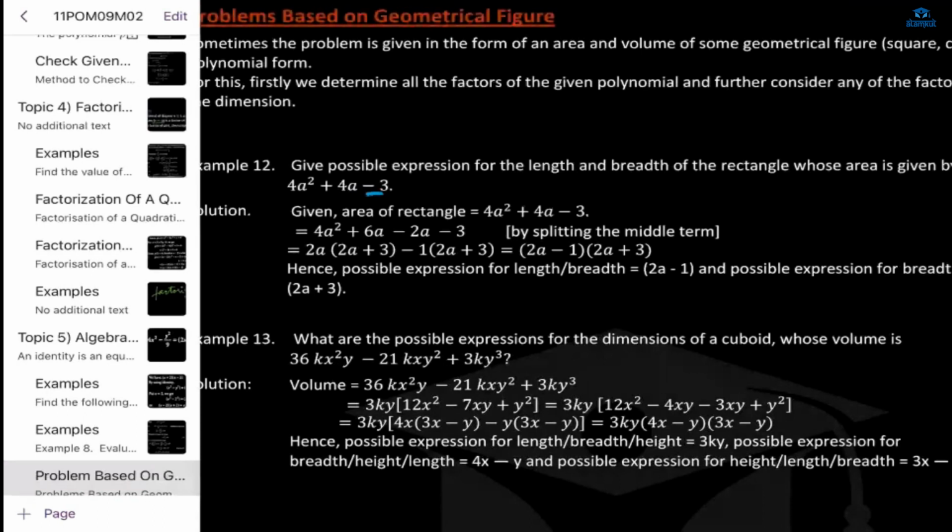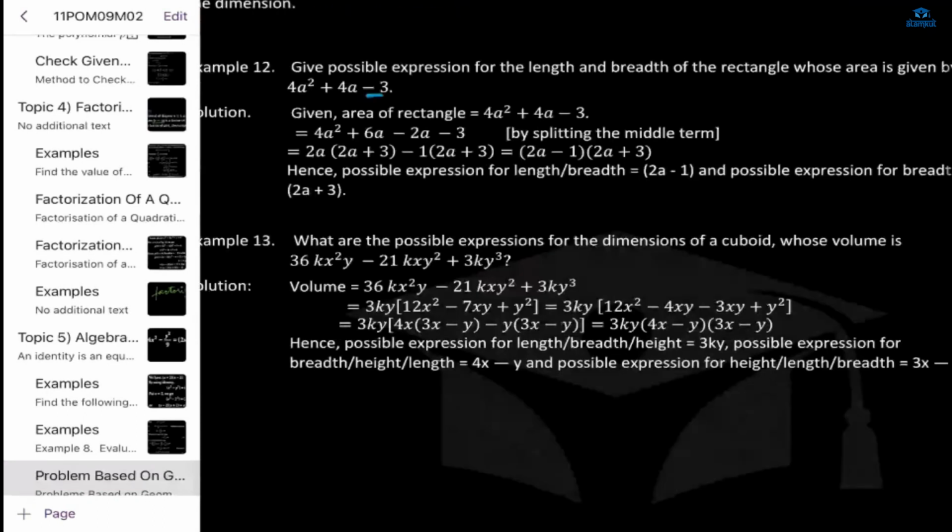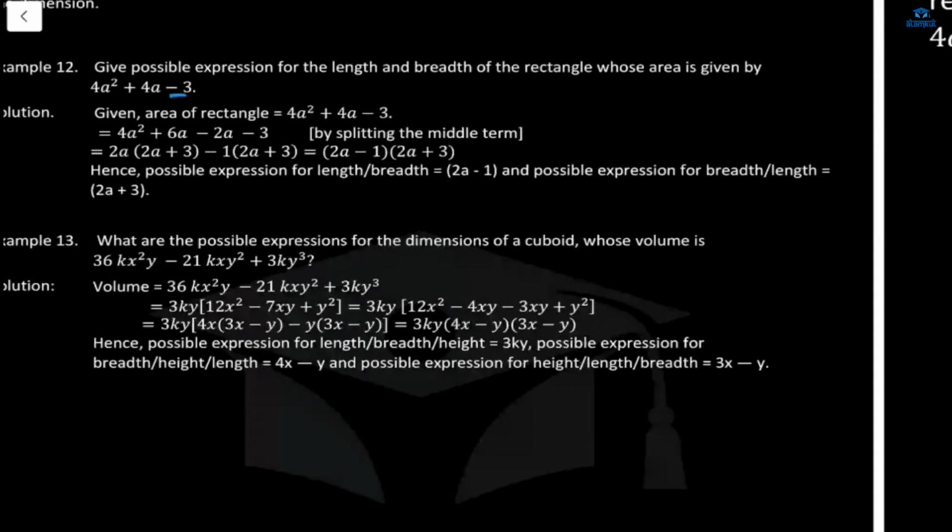Now, similarly, what are the possible expressions for the dimensions of a cuboid? Cuboid means the three-dimensional structure of a cube or rectangle, whose volume is 36. So volume is given. What is the volume of a cuboid? Length into breadth into height. Volume is the multiplication of all three dimensions.